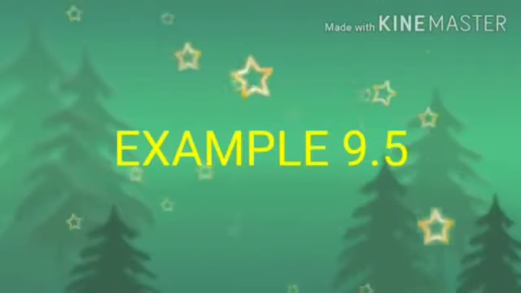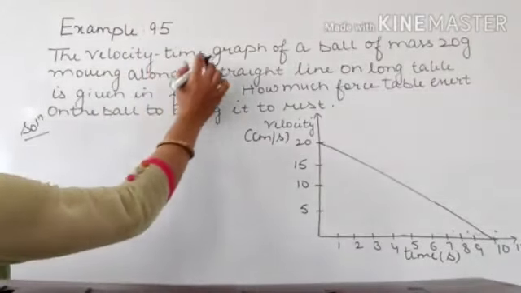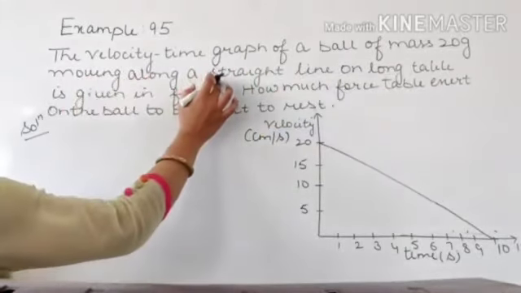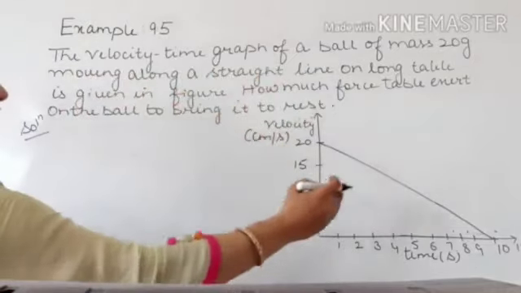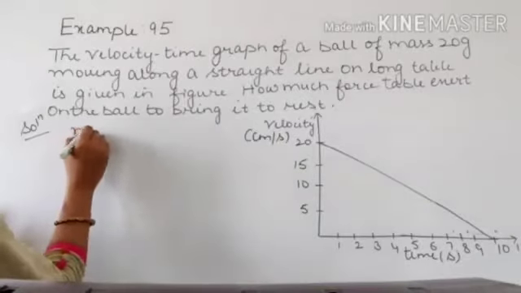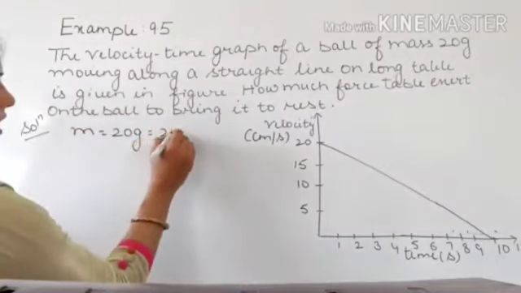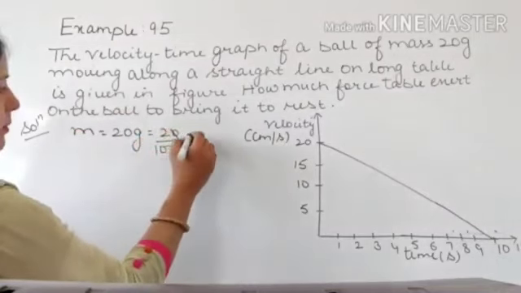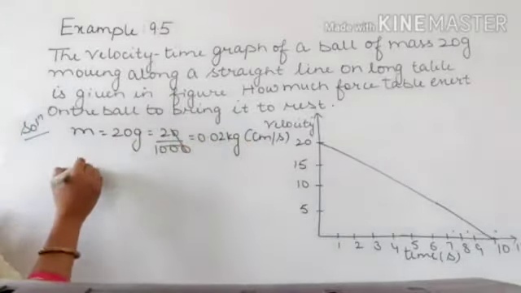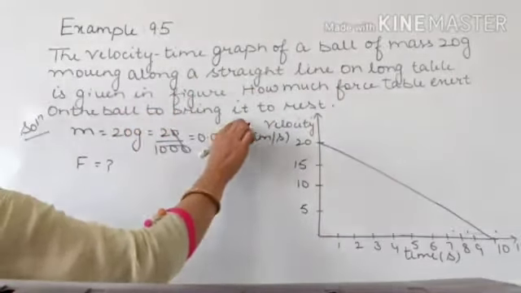Example 9.5. Example 9.5. Velocity time graph of a ball of mass 20 grams moving along a straight line on a long table is given in the figure. This is the velocity time graph for a ball. And mass of the ball is given, 20 grams. You can convert it into kg. 20 divided by 1000. That means 0.02 kg.